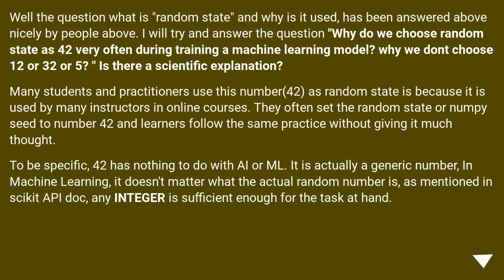Is there a scientific explanation? Many students and practitioners use this number 42 as random state because it is used by many instructors in online courses. They often set the random state or NumPy seed to number 42 and learners follow the same practice without giving it much thought. To be specific, 42 has nothing to do with AI or ML. It is actually a generic number. In machine learning, it doesn't matter what the actual random number is, as mentioned in the Scikit API doc, any integer is sufficient enough for the task at hand.